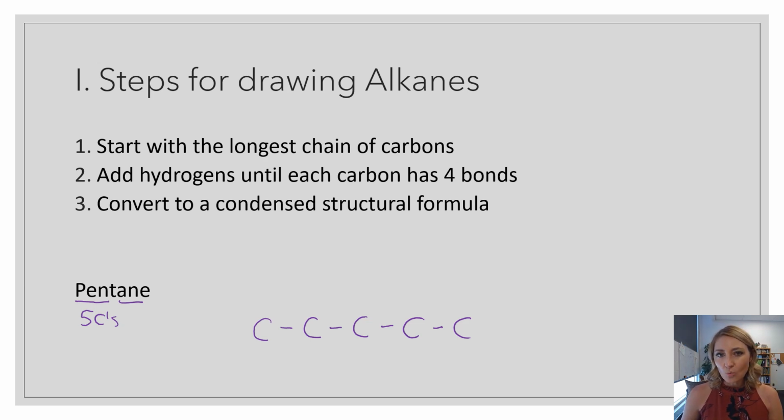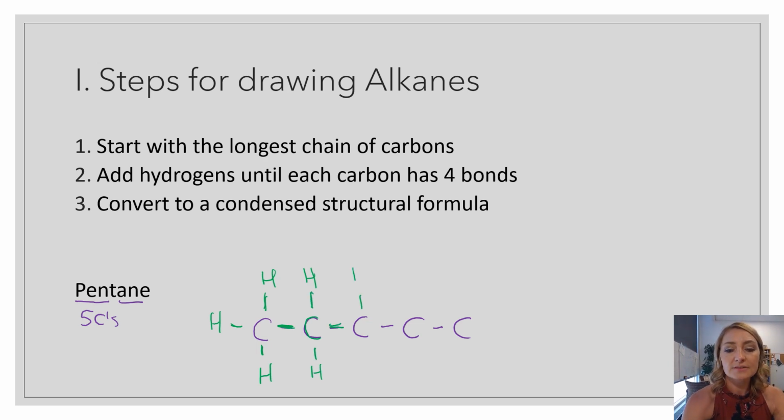So now I'm just going to worry about completing my octets using hydrogens. So this carbon has 1 bond, so it's going to need 3 hydrogens. 2, 4, 6, 8. It's an octet. We're good. And we're going to do that all the way through. This carbon has 4 valence electrons already because it's sharing those with 2 other carbons. So I only need 2 hydrogens to complete my octet. 2, 4, 6, 8, done.